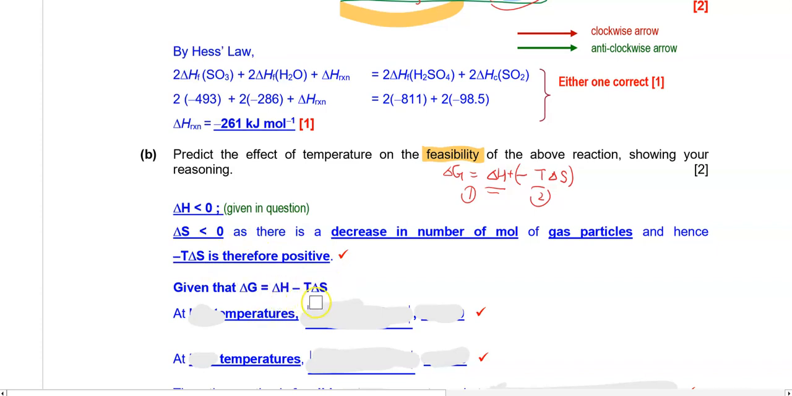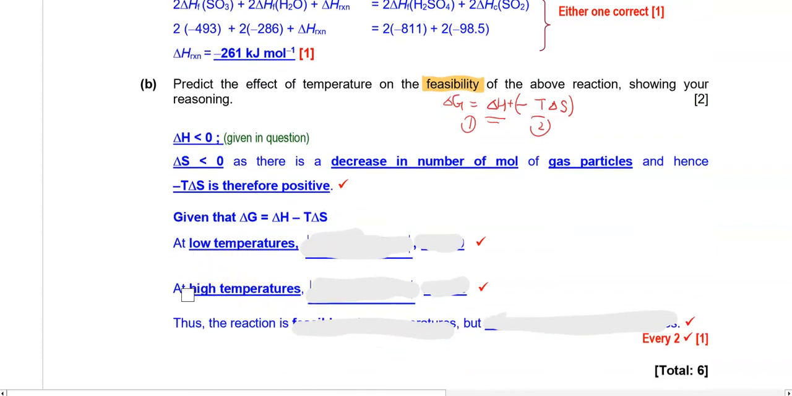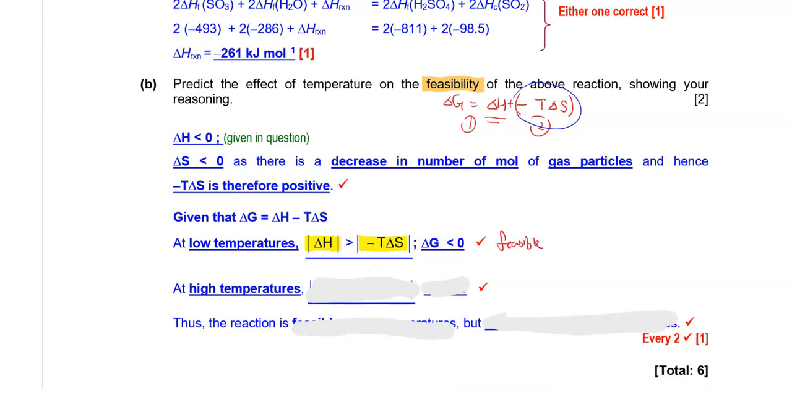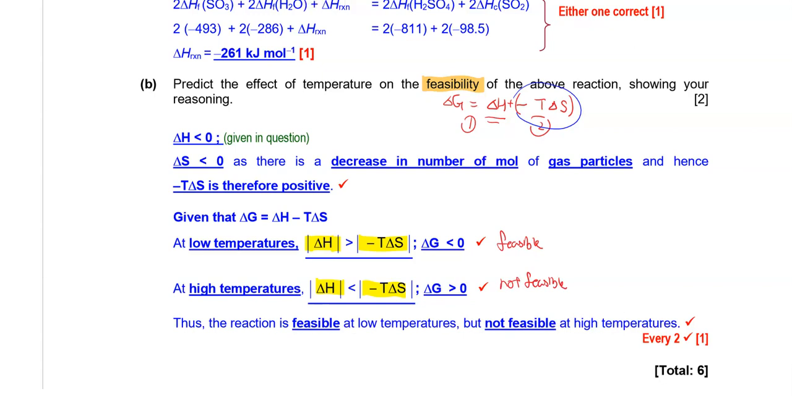Given that delta G equals delta H minus T delta S, in this case we need to consider high temperature and low temperature. At low temperature, the negative T delta S term is going to be smaller than the delta H term. Recall what we mentioned in tutorial, we compare the magnitude. If delta H is bigger in magnitude, delta H being negative, it will outweigh the positive term, delta G will be less than 0, and therefore this reaction will be feasible. At high temperature, your negative T delta S term will outweigh your delta H term, delta G will be positive, and therefore not feasible. So this reaction is feasible at low temperature, but not feasible at high temperature.